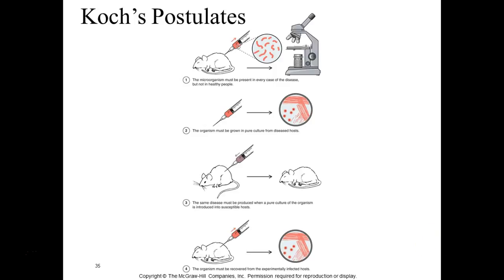What section in the book should you read for Koch's postulates? Chapter 18, section 4. That's what 18.4 stands for. I'm not saying read the whole chapter. I'm saying read that one section of chapter 18.